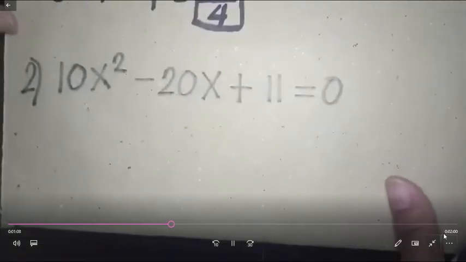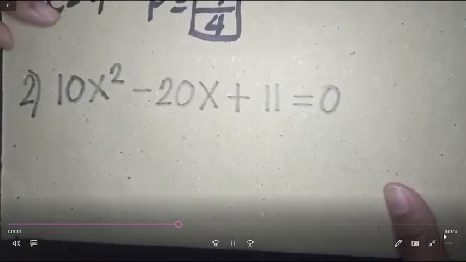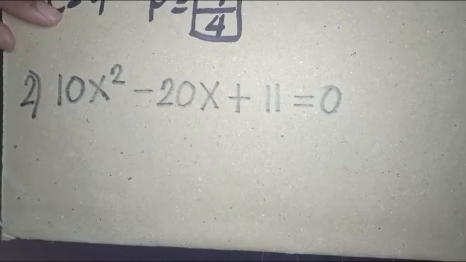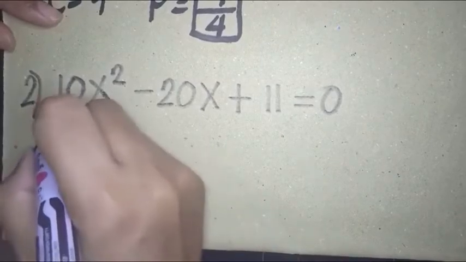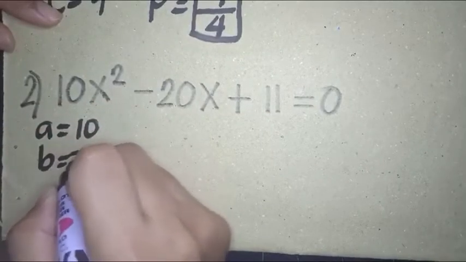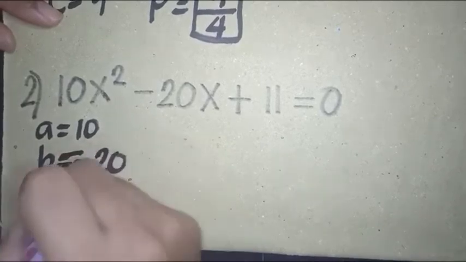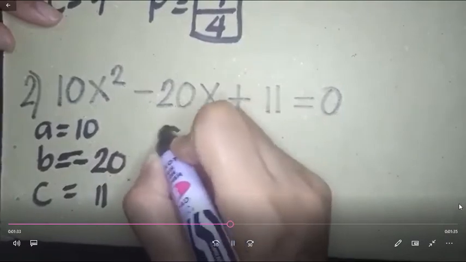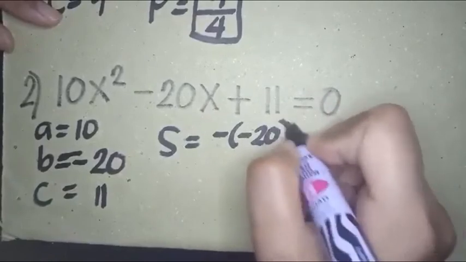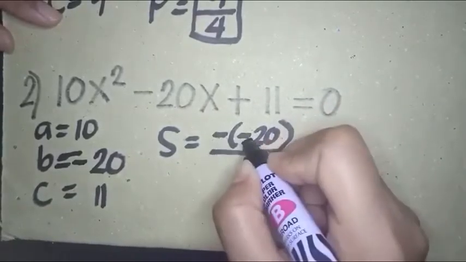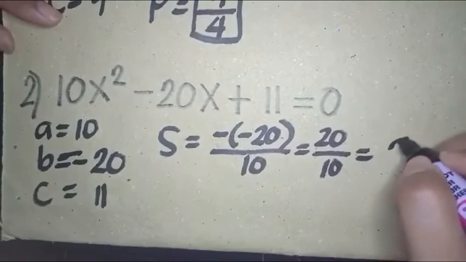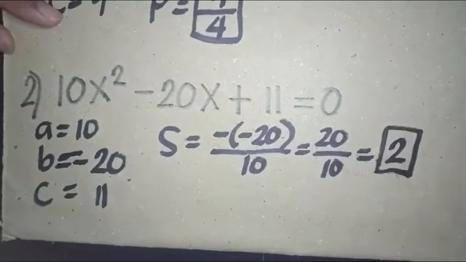So, next, we have 10x squared minus 20x plus 11 is equal to 0. Again, we are going to identify the sum and product of the roots without actually solving for the roots of a quadratic equation. So, our a is 10, b is negative 20, and our c is positive 11. Okay? So, our sum is negative b over a. So, we have negative of negative 20 over a. So, negative times negative 20 is positive 20 divided by 10. So, therefore, our sum is 2. So, the sum of the roots is 2.